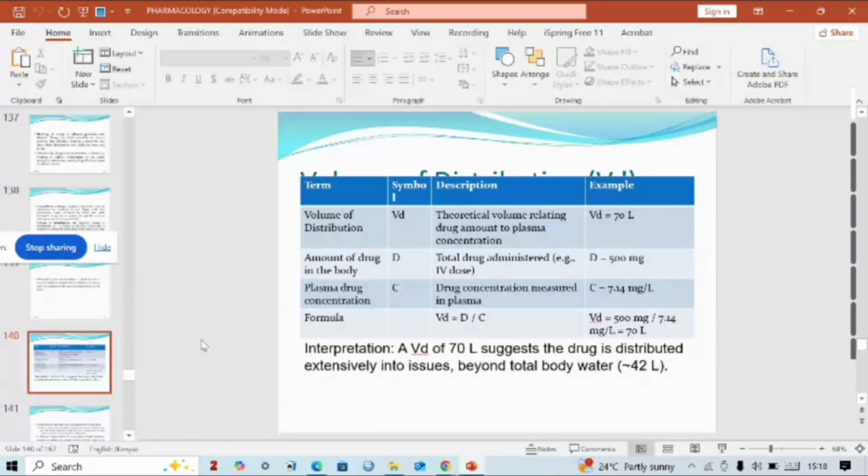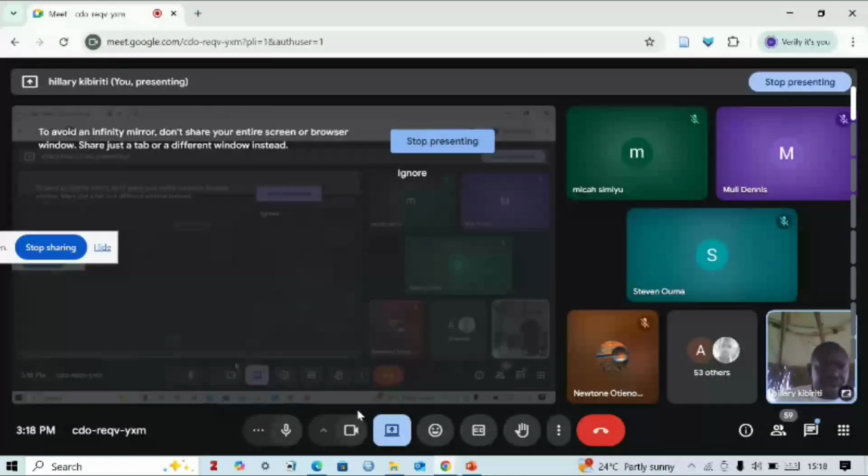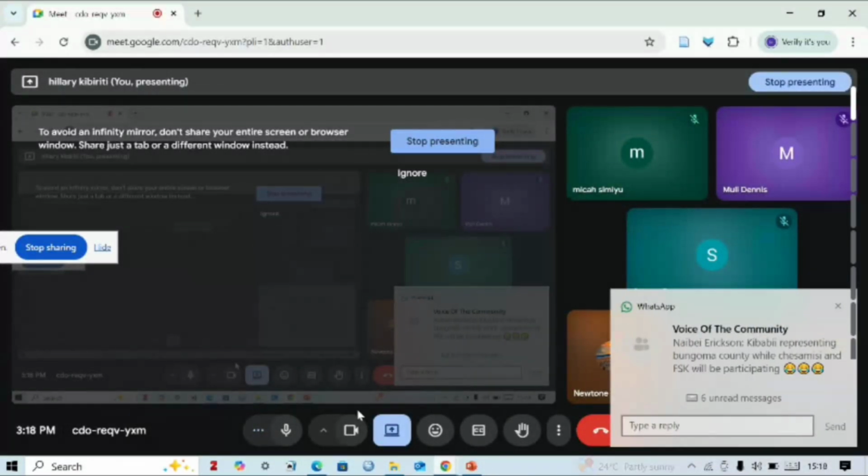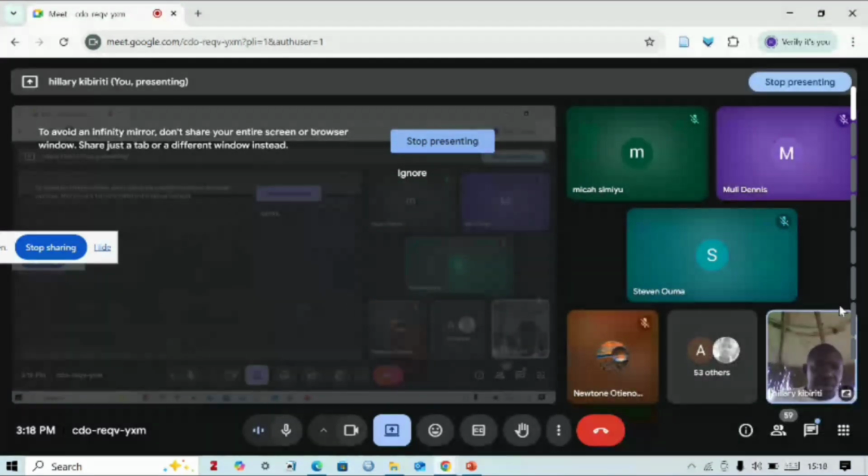So what does it suggest? Interpretation: a volume of distribution of 70 liters suggests the drug is distributed extensively into tissues beyond total body water. We know the total body water. What are the compartments that form the total body water? We have the intracellular and extracellular. How much volume is for the intracellular?